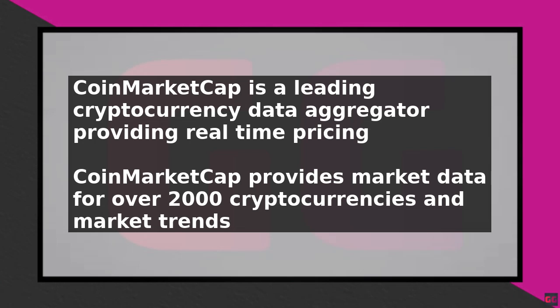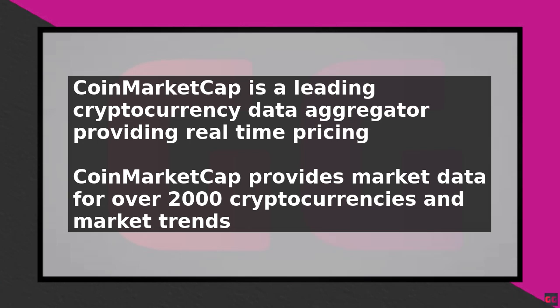To get started, first navigate to the CoinMarketCap website and familiarize yourself with the layout. The homepage displays a list of the top 100 cryptocurrencies by market capitalization, along with their current price, market cap, and 24-hour trading volume. To find a specific cryptocurrency, use the search bar at the top of the page.